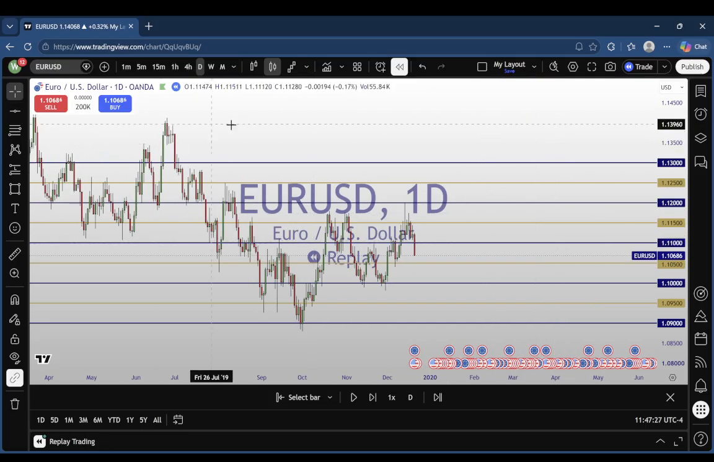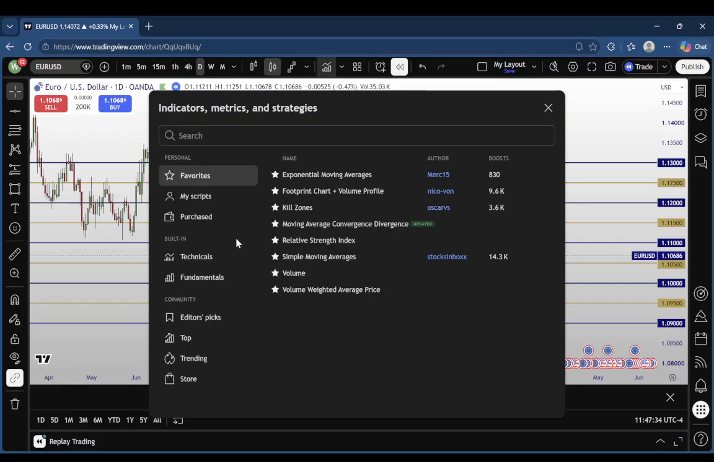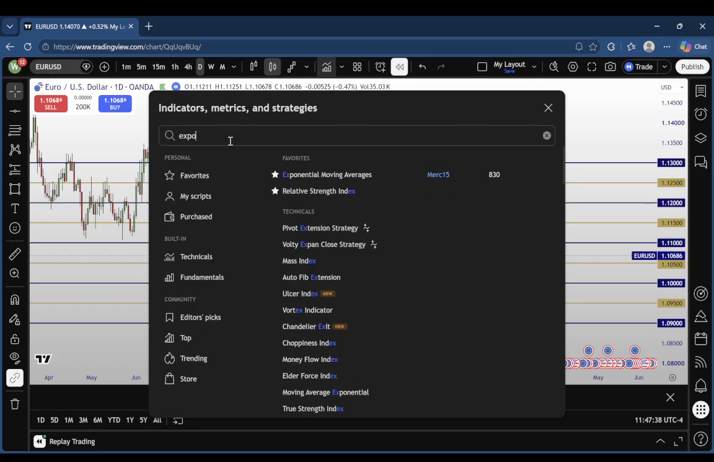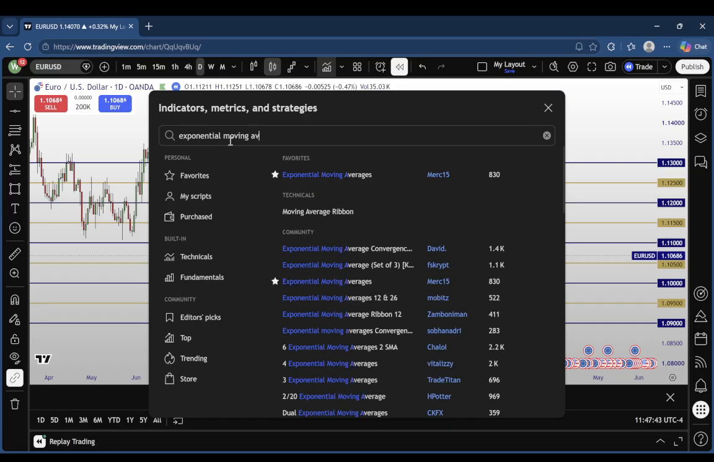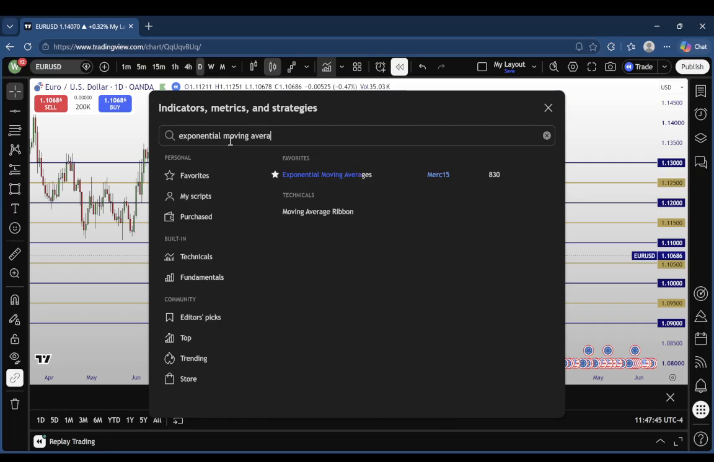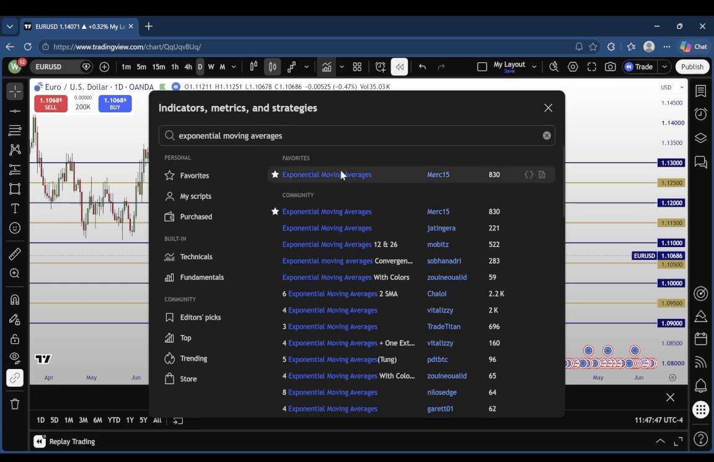Now the next thing we're going to do is go to this area where it says indicators, metrics, and strategies. We're going to click on that. And in the search bar, we're going to type in exponential moving averages. All right. And we're going to click on this one by Merck 15. As you can see over here, there are plenty of different exponential moving averages designed by different people. But this is the one I like the most, by Merck 15. So we're going to click on that.